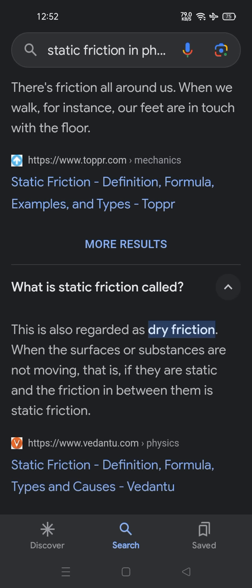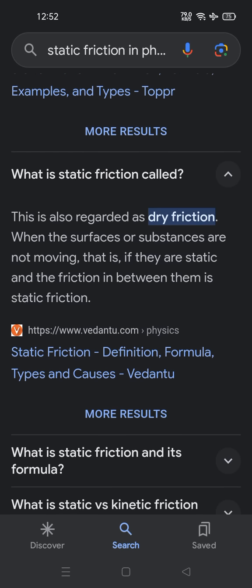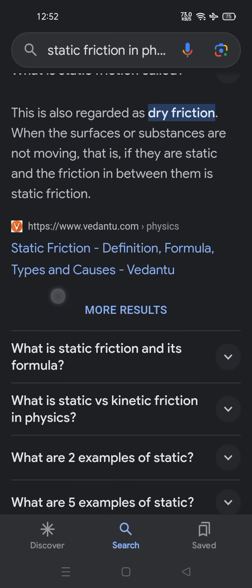Next is, what is static friction called? This is also regarded as dry friction when the surfaces or substances are not moving. That is, if they are static, the friction in between them is static friction.